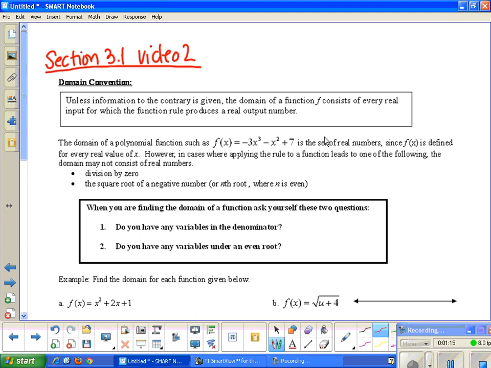Now, when I'm doing these problems, there are two questions that I always ask myself. Do I have any variables in the denominator? And why would I say that? Because remember, we can't divide by 0. And then the second one is, do you have any variables underneath an even root? And why is that? Because we can't have a negative underneath an even root. So if you have those two things, that's when you don't have all real numbers for your domain, and you have to do what we're going to do with these next steps.